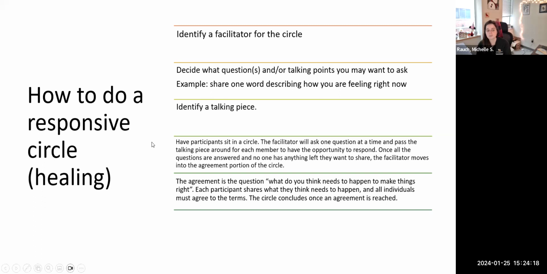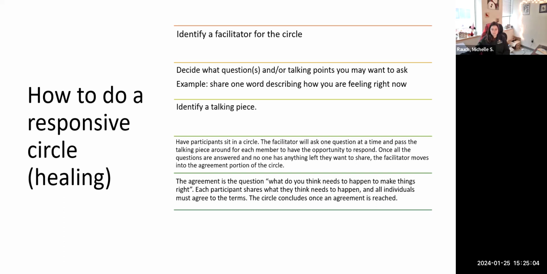So there's also another type of responsive circle, which is for healing. So again, maybe something happened, some type of conflict happened either externally or within the group, and the conflict doesn't need to be resolved at this point, but now we're needing to move forward and heal from something that happened. So again, you're going to identify the facilitator for the circle. Decide what questions or talking points you may want to ask. So an example could be, share one word describing how you're feeling right now. That could be a really good opportunity for the feelings wheel to be used, those affective statements to be shared out.